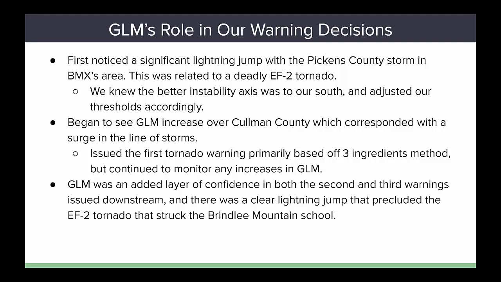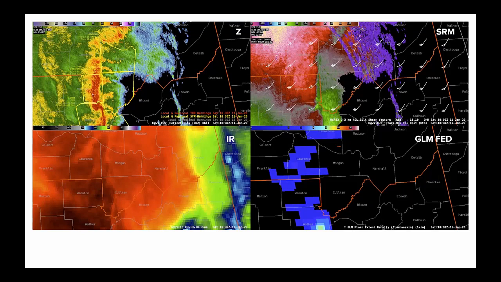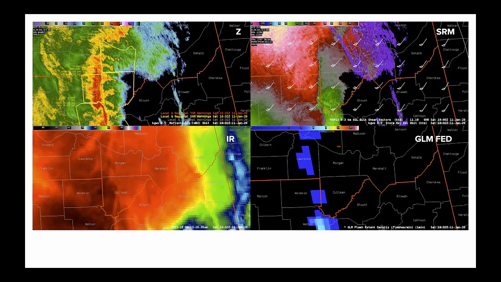But then we continued to monitor any increases with GLM. GLM did play a role with our second and third warnings that were issued downstream, and there was a clear lightning jump that preceded an EF2 tornado that actually hit a school here. So to dive into this case, Coleman County is the one where the severe thunderstorm warning is currently located. It's dead center in the map there.